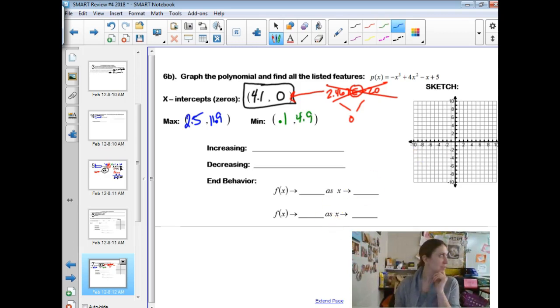Alright, and then we got to get all this plotted. So, let's see, 4.1 is our intercept, and then 2.5, oh, that's going to be off the graph. That's okay, though. And then 0.1, 4.9 is roughly right there. So, oh my gosh, it's going to look really ugly because I'm graphing it. Okay, that was supposed to look better.